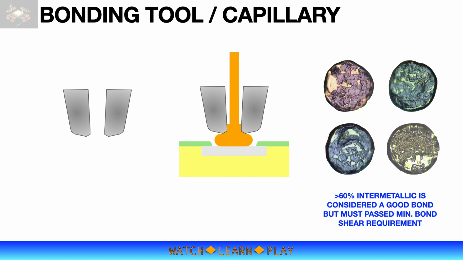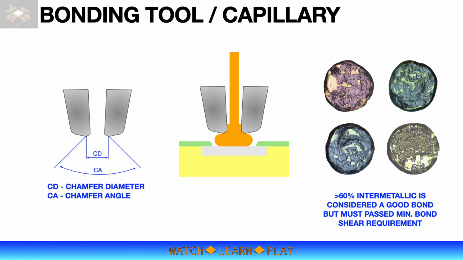Let's now talk about the bonding tool or capillary. Choosing the right capillary is very important to set up a stable and reliable wire bonding process. Capillary selection starts with defining correct design or dimension. The illustration on the left is the capillary tip. Critical dimensions of capillary tip that affects first bond are chamfer diameter CD and chamfer angle CA.